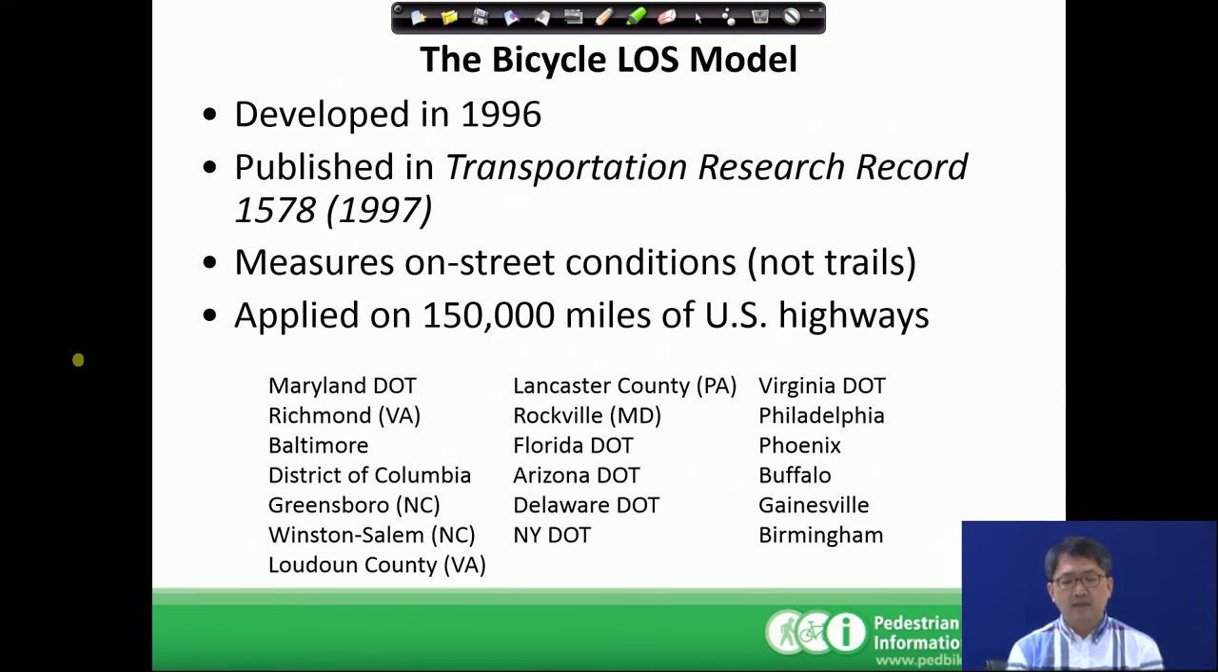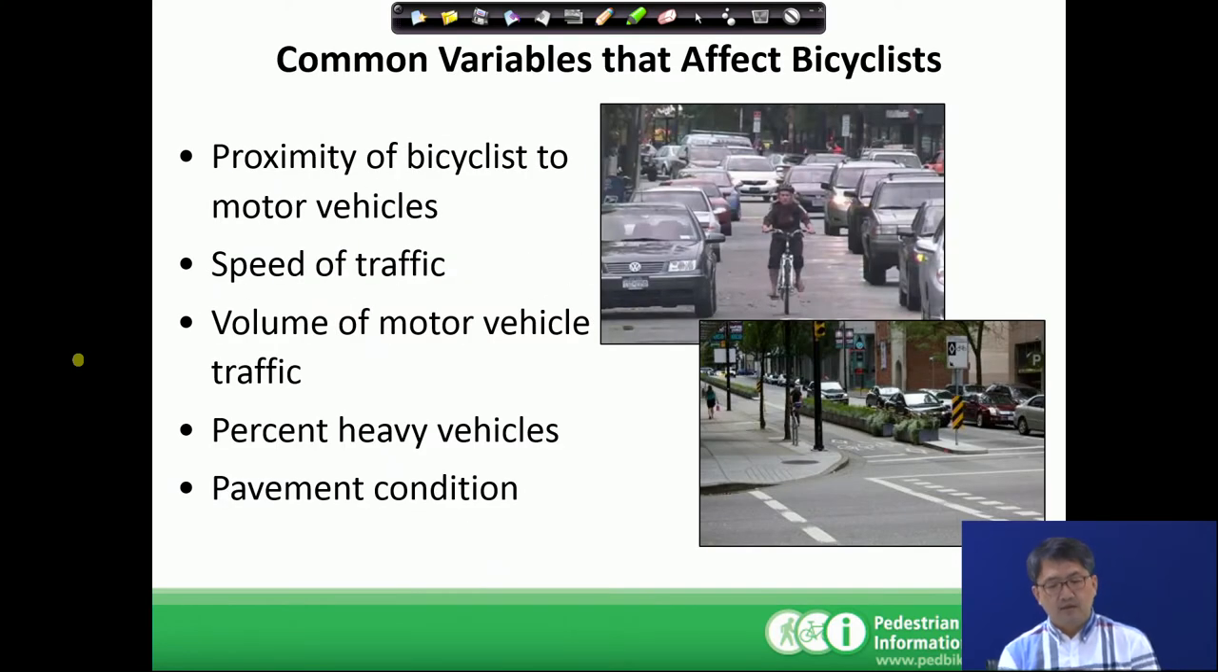So the LOS model that I'm showing was first developed in 1996. So it's been a while, and they published it in a TRB paper, and this is only focused on the on-street, not the separate trails. A separate trail has a different way of measuring performance. Now it has been applied in so many places, over 150,000 miles. Most agencies have actually adopted this tool, the level of service model, for measuring the performance of the on-street bicycle lane.